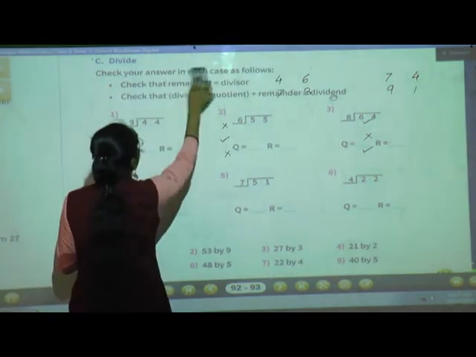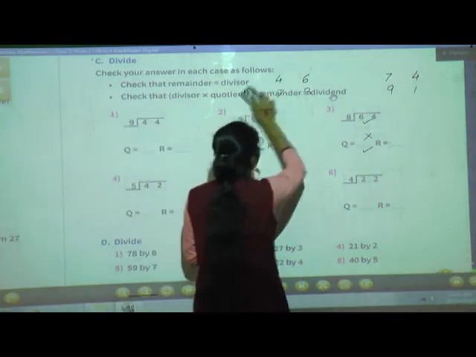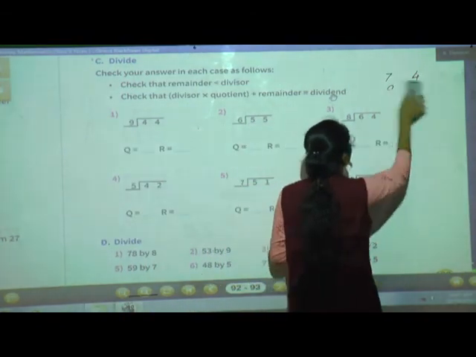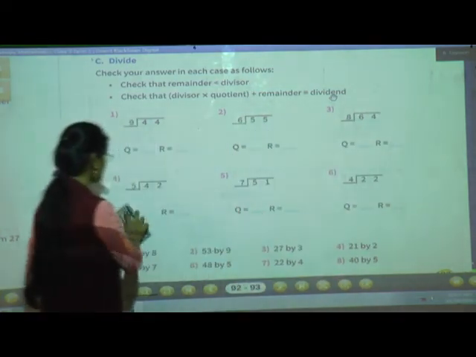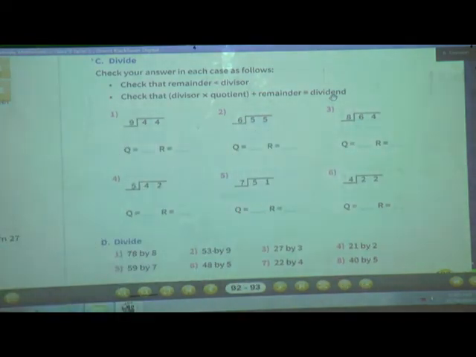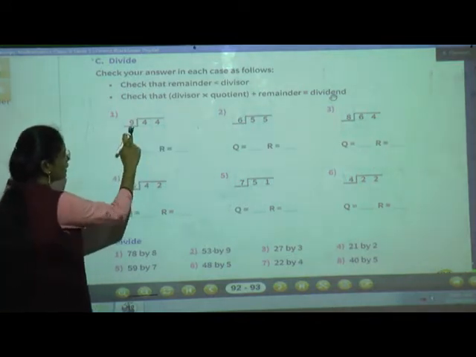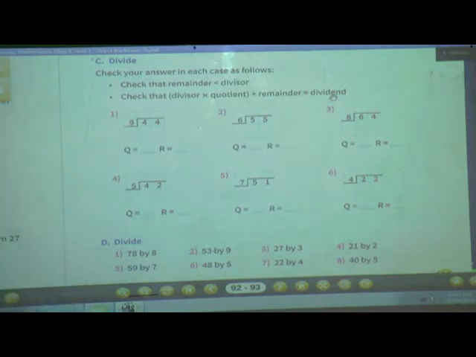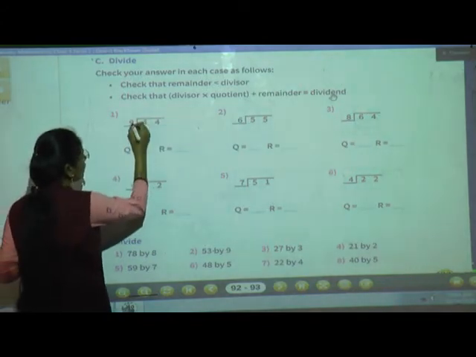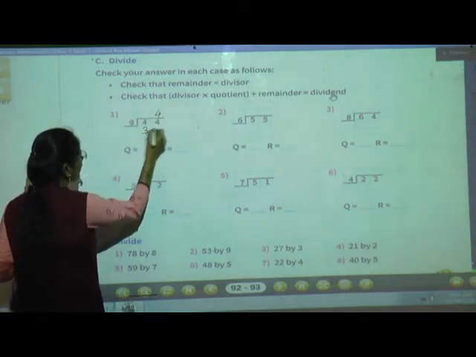Here we have to do the division, long division, and then afterwards we have to write the quotient and remainder. See the first one. 44 divided by 9. Now see the table of 9. Is 44 there? No, 44 is not there in the table of 9. Then we have to see the number smaller than 44. Which is smaller than 44? 36.